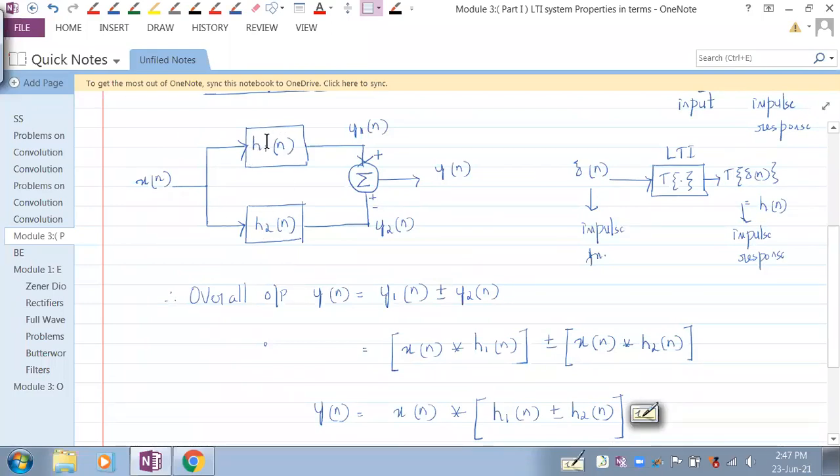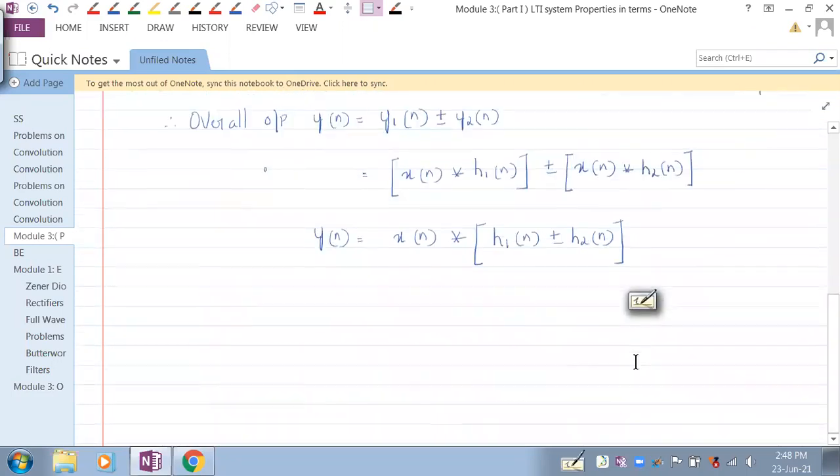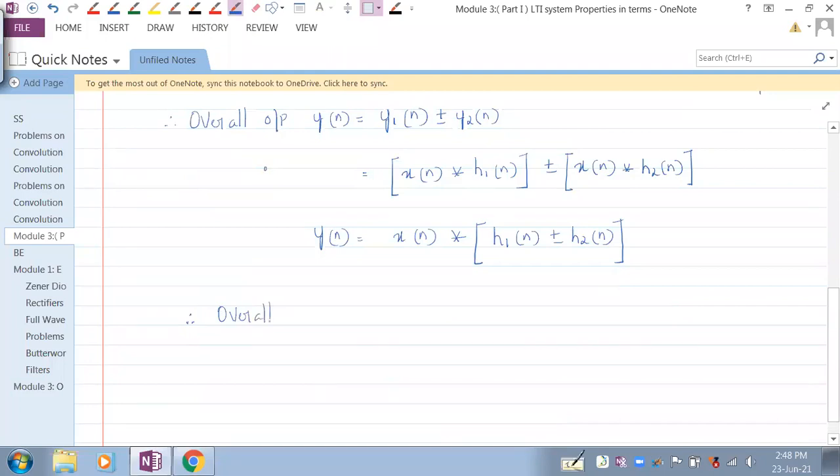So if you have two LTI systems in parallel, and h1 of n is the impulse response of the first system and h2 of n is the impulse response of the second system, then what is the impulse response of the overall system? Seeing this, can you tell me? Therefore, the overall impulse response is h1 of n plus or minus h2 of n.